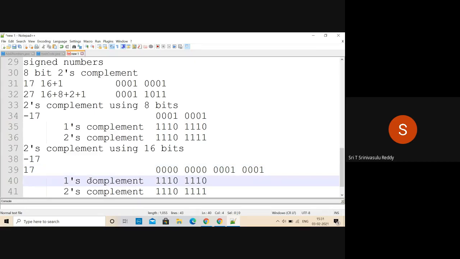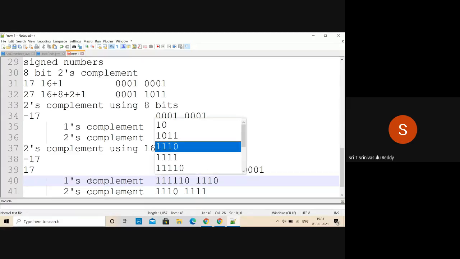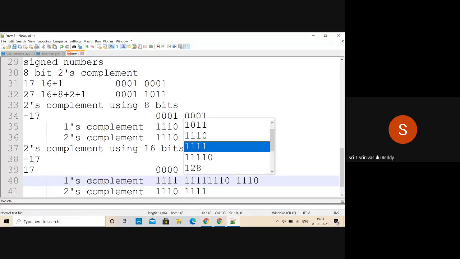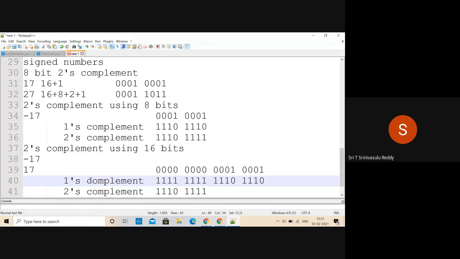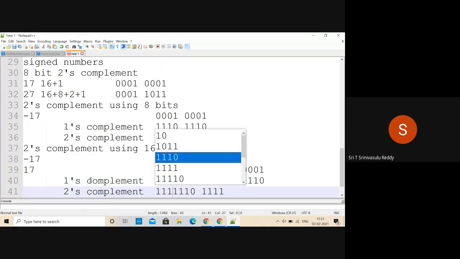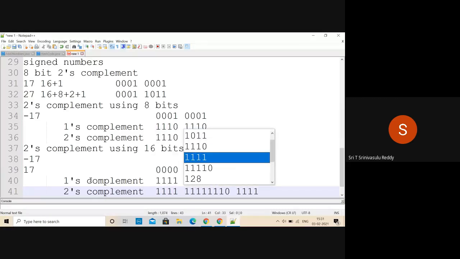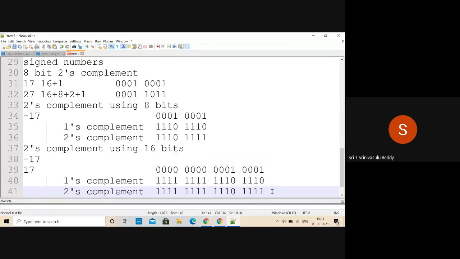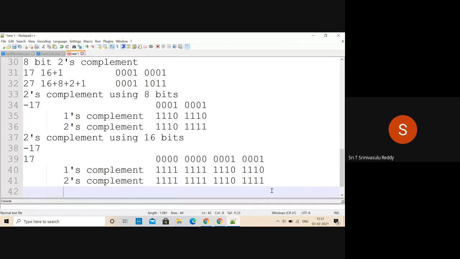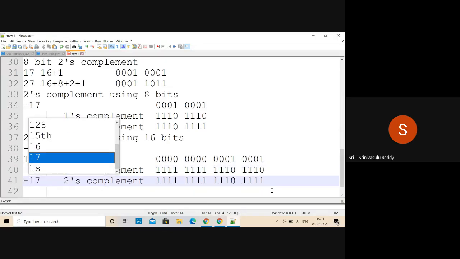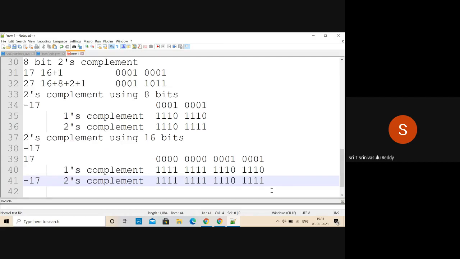Using 16 bits. So what is the one's complement of that particular thing now? The one's complement of this must be represented like this, and this one. Then what is the two's complement of this? Add 1 to that. That means like this. So this is the actual two's complement, and this is nothing but minus 17.